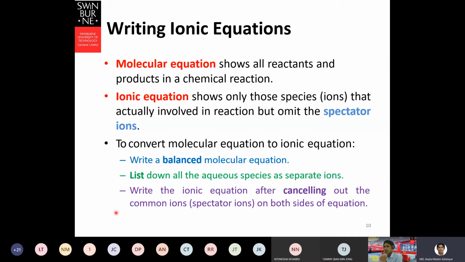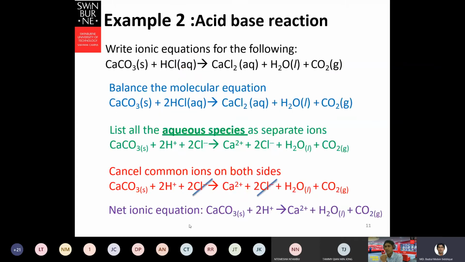Okay, and then we have to write out the ionic equation after we cancel the common ions, or spectator ions, that do not take part in the formation of solid or liquid or gas. So, acid-base reactions, this is double displacement, and we see that calcium carbonate and hydrogen chloride are reacting together and forming calcium chloride, water, and carbon dioxide gas.